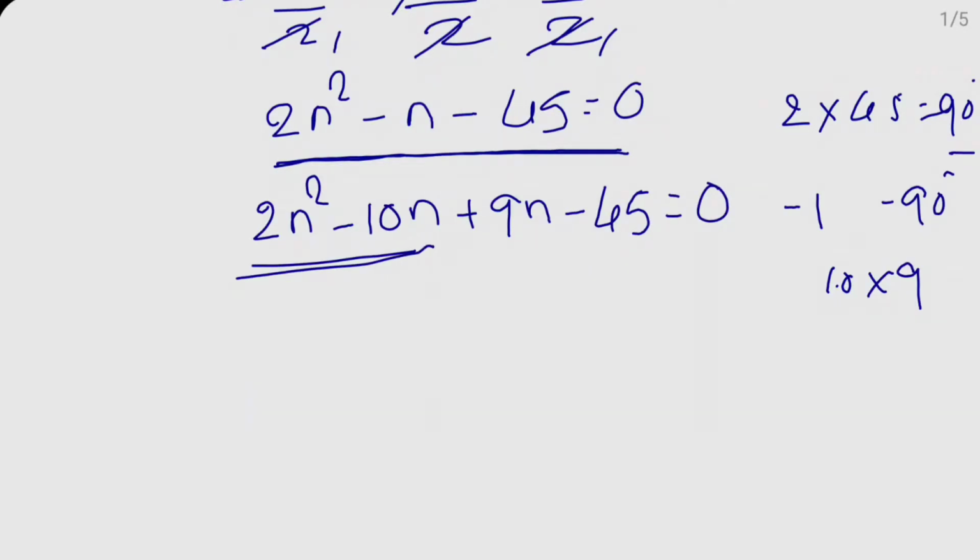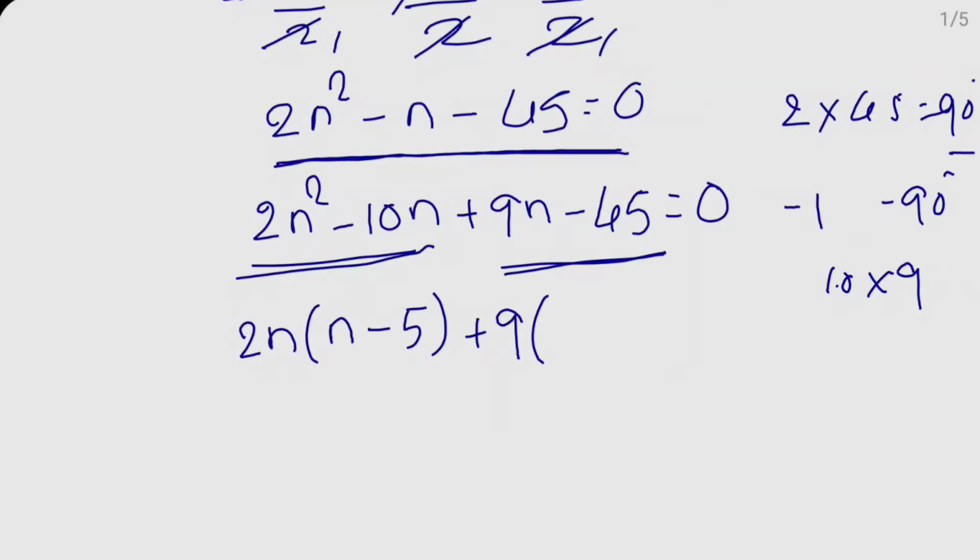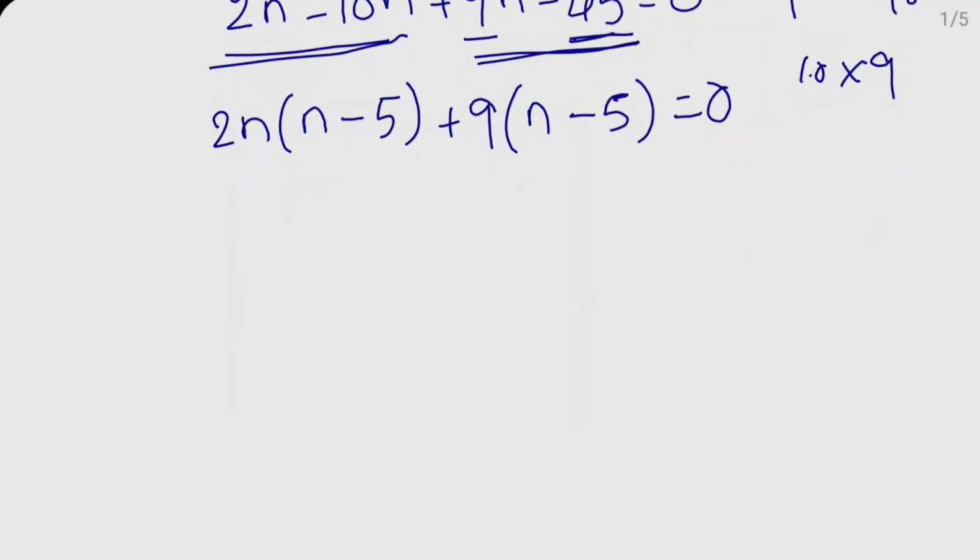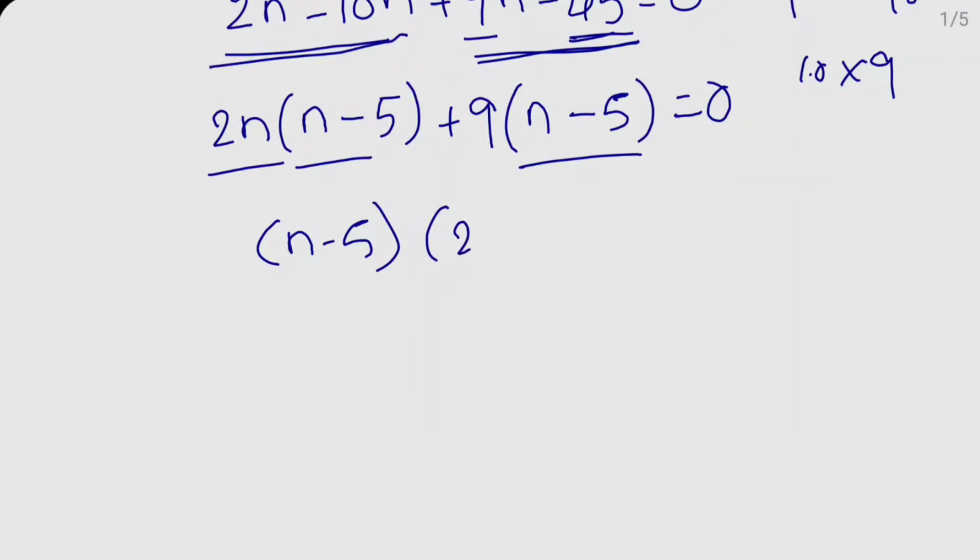So now in these two terms 2n is common, so take outside, 2n comes, remaining term n minus 5, and in these two terms we take plus 9 common, so 9 comes outside, remaining n, and here 9 comes outside means minus 5. 5 into 9 is 45. Is it clear? So this is equal to 0. So now these two terms are common, so take outside n minus 5 and remaining here 2n plus 9. This is equal to 0, right?